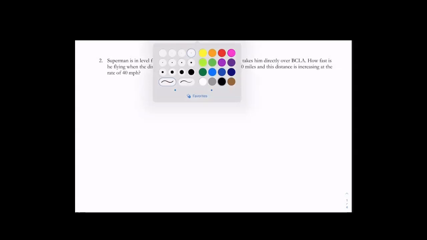Okay, so visually here, if this is the ground, then Superman, well, it's 6 miles above. His flight takes him directly over BCLA. So, we have a little dot right here, and that's BCLA. How fast is he flying when the distance between him and BCLA is exactly 10 miles and the distance is increasing at the rate of 40 miles per hour?